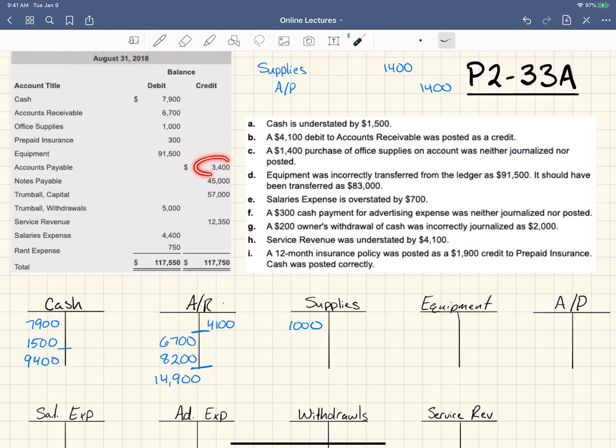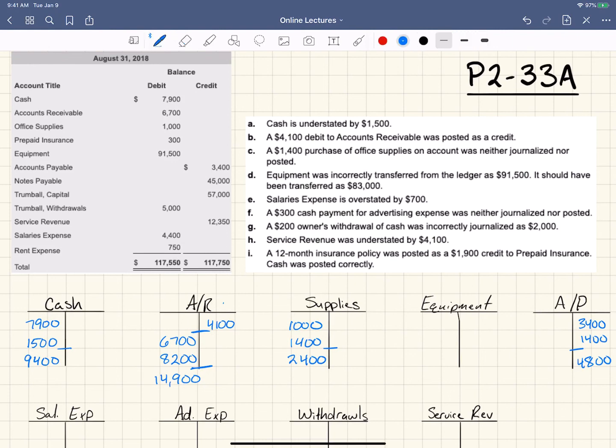Now AP has a starting balance of 34. So let's put all this in. The AP has a starting balance of 34. And then we need to add the 1,400, which gets us up to 4,800. Supplies, we need to add 1,400, which gets us up to 2,400. And so these would be, in fact, the figures that we would then put into our new trial balance. Hope this is making sense so far. I know I may be going a little quick, but make sure you pause the video and go back and watch if you're not understanding.